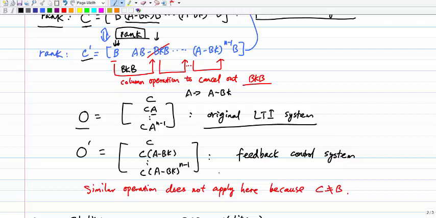Because there's no relationship between C and B, you cannot cancel out this term. So you should have this one. That's why the observability could change. The rank of this matrix and the rank of that matrix generally are not equal. They could be equal, but they may not be. That's why the observability could change.